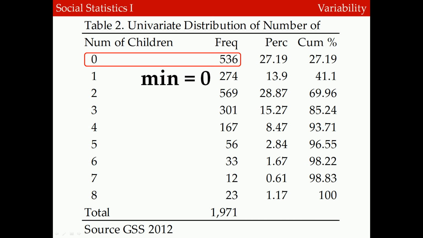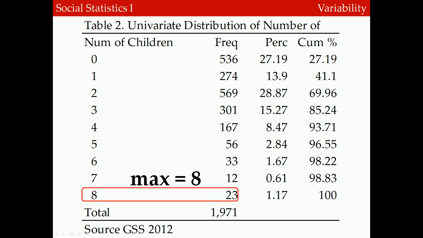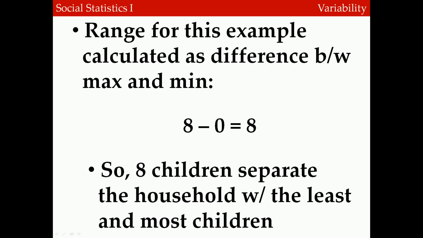Next, we have to find the maximum value. And here we see that the maximum value is 8. And notice that there are at least 23 people in this category. That is, it's not 0. So we can confirm that our maximum, in fact, is 8. In order to calculate the range, we just have to take the difference between the maximum 8 and the minimum 0. And so 8 minus 0 gives us 8.